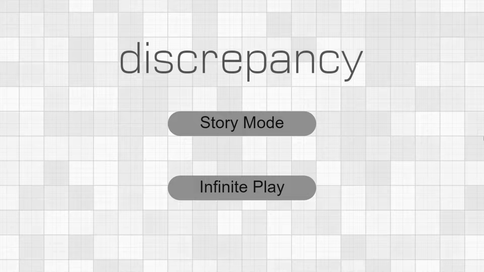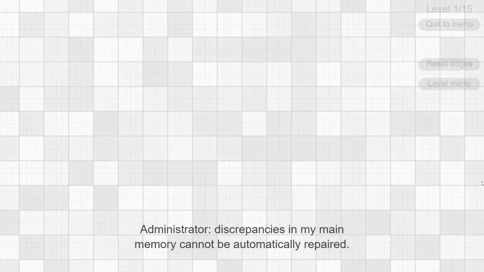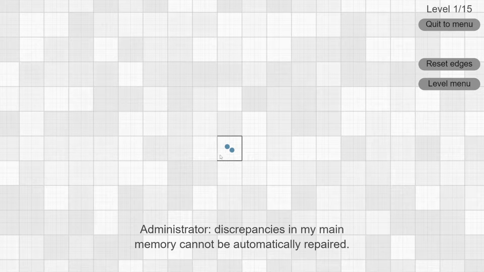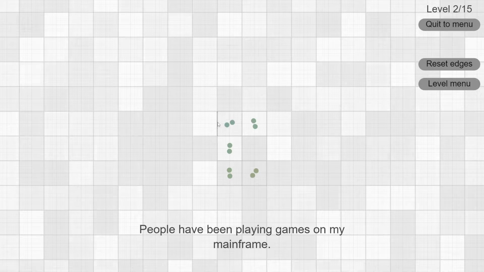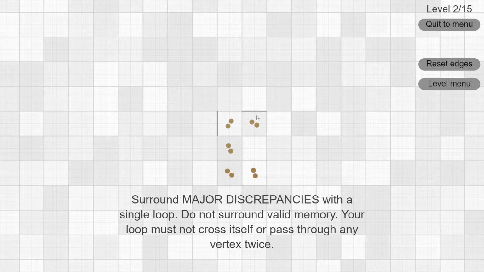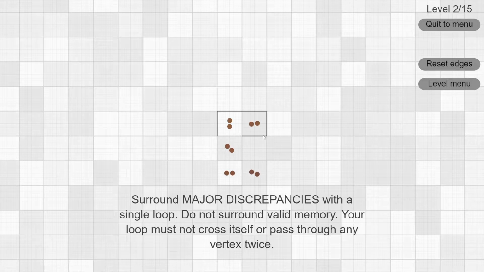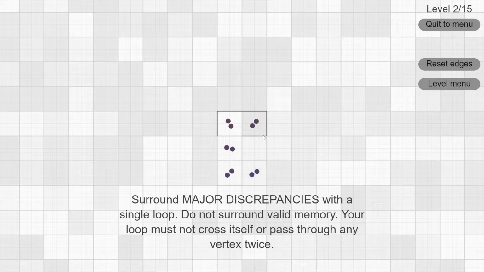Alright, today I'm playing a game called Discrepancy. All I know is that I'm supposed to encase circles in lines. I think I just click on the faces of each cube to do so. Surround major discrepancies with the single loop.